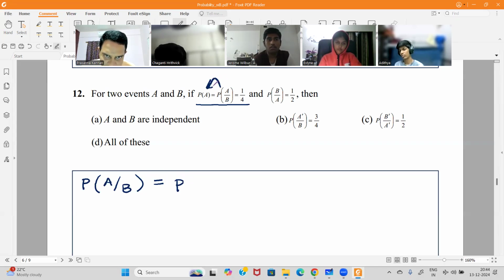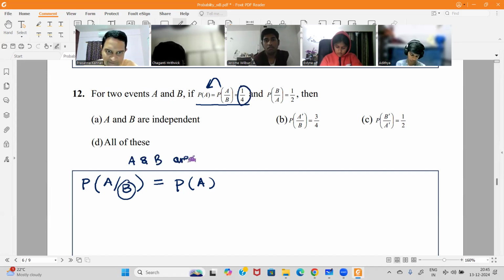Are you able to see me? Yes, sir. So what is the meaning of this? When I have P of A given B equal to P of A, what does it mean? Dependent, sir. Are they dependent? In fact, P of A, given that B has happened, is directly equal to P of A, so does it depend on B? No, sir. No, right? So here itself you can decide, even before going into the numbers, that A and B are independent.